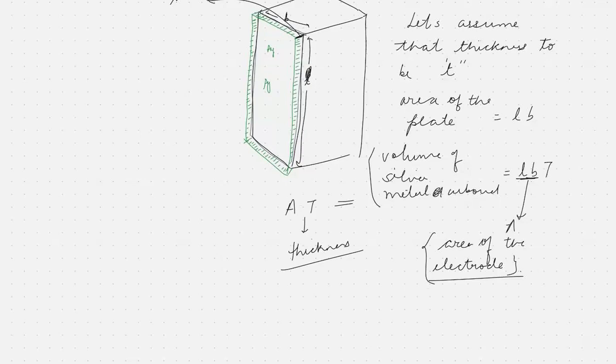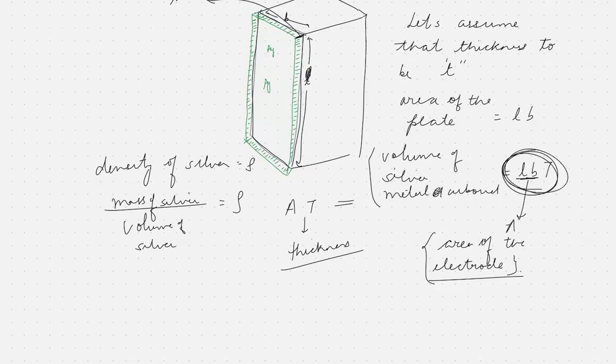Now understand. If I say the density of silver or metal is rho, can I say mass of silver upon volume of silver is going to be density of silver? So what is the volume of silver which is getting deposited? Length into breadth is the area of the base of the electrode. Why am I saying area of the base of the electrode? Because that's where the silver is going and depositing. Mass of the silver upon area into thickness is density of silver.